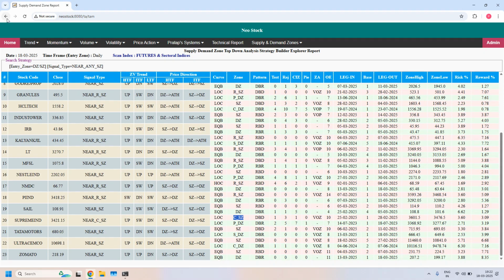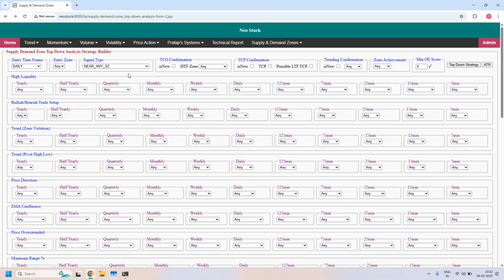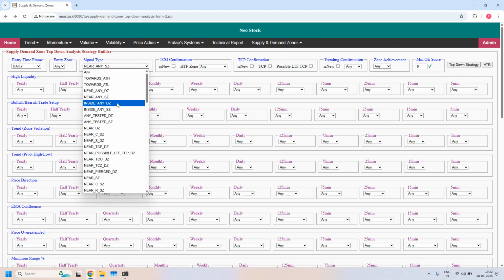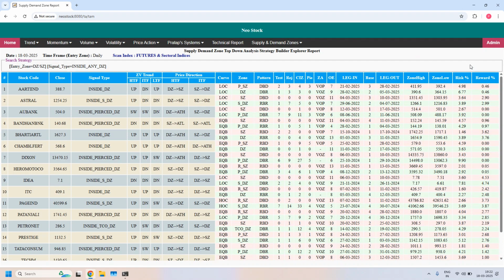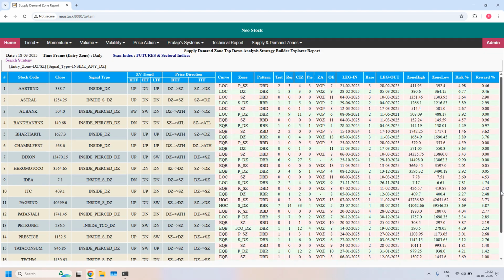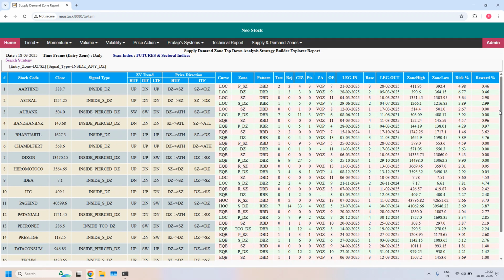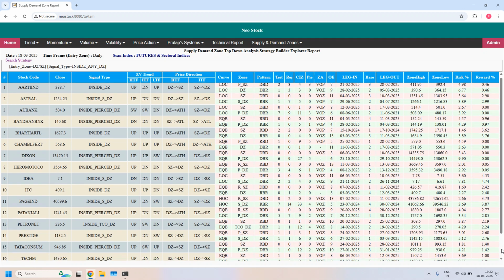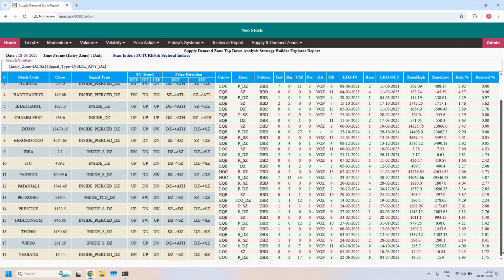Next, daily time frame, price closed inside the daily demand zone. We got 18 stocks. So first 15 stocks in the list. Scrolling the list down. So total 18 stocks are filtered.